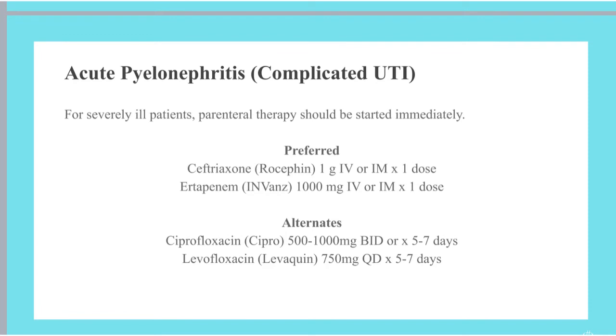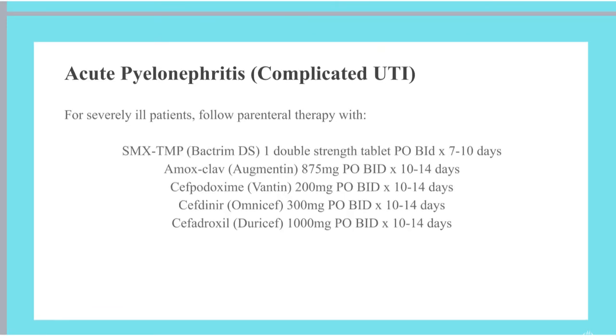For really sick patients, I definitely recommend giving at least a single dose of ceftriaxone in the emergency department or in the office and then sending them home on PO therapy. But of course, if the patient is very ill or elderly or has other comorbidities, then a hospital stay is warranted. Here are some examples of how you could follow up parenteral therapy so the patient can continue treatment in their home environment. You'll notice most of the durations of therapy are at least 10 days here.